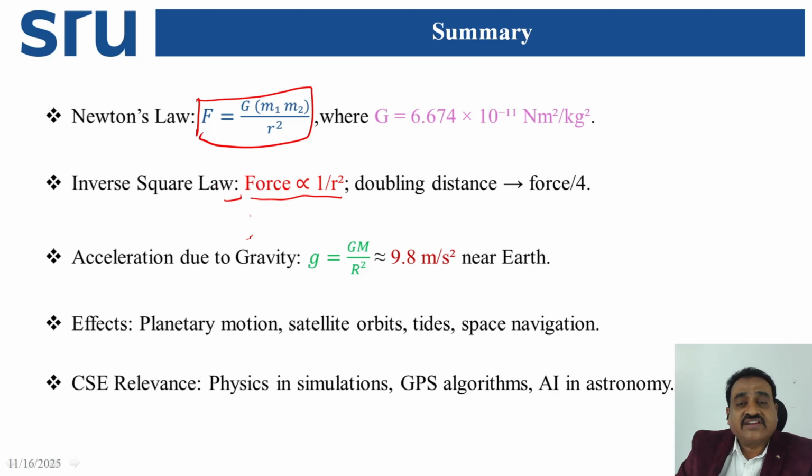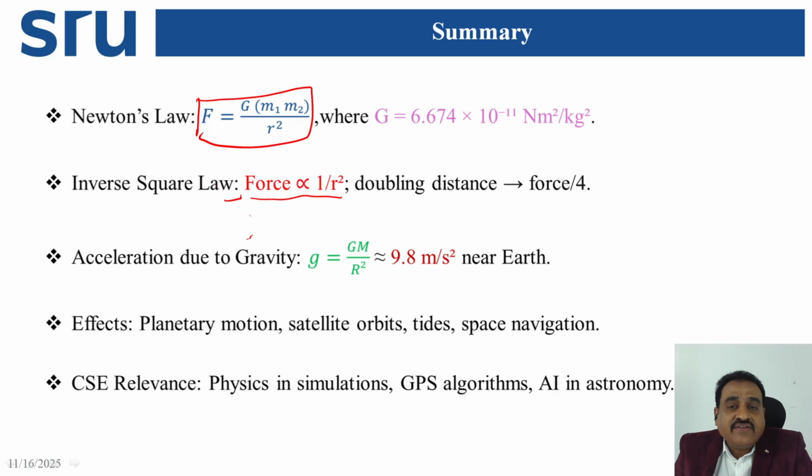We discussed acceleration due to gravity. g is equal to GM by r square. So small g value is 9.8 meter per second square near Earth. Also, we discussed in this video clearly what are the effects: the planetary motion, satellite orbits, tides, space navigation effects we discussed.